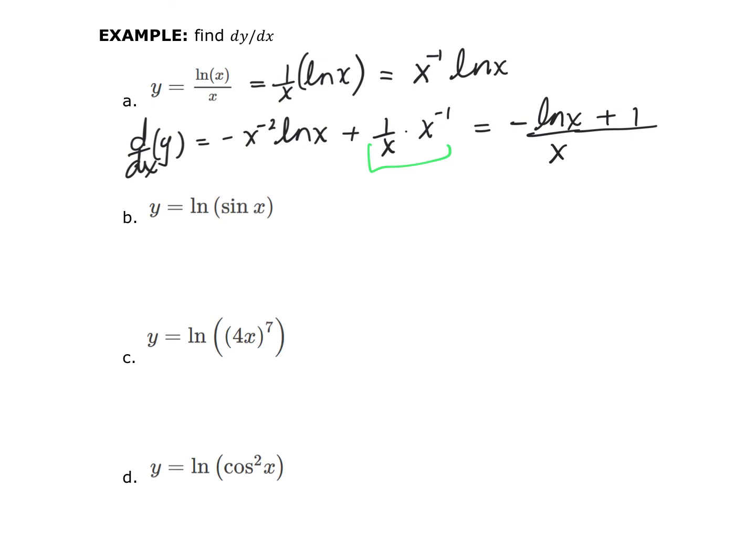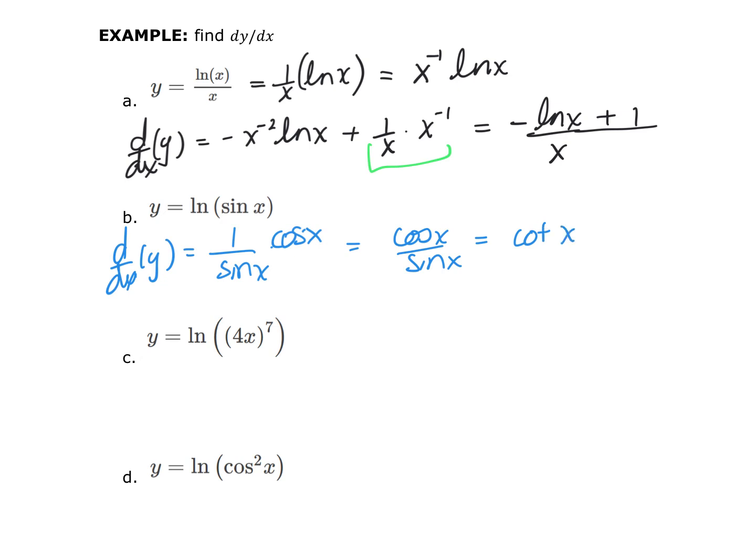Now on b, d dx of y, this is going to be the chain rule, so it's going to be 1 over the sine of x multiplied by the derivative of the sine of x, which is the cosine of x, which is the cosine of x over the sine of x, and I can rewrite this if I want to as the cotangent of x.